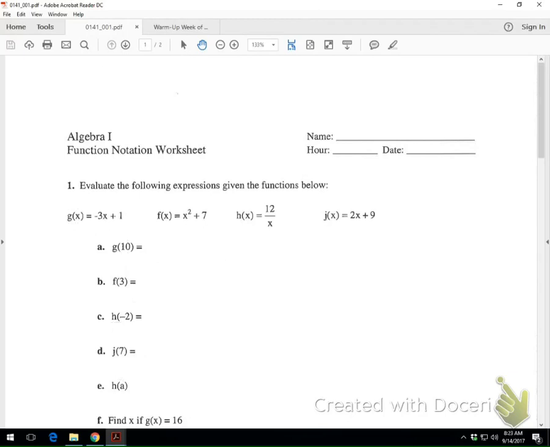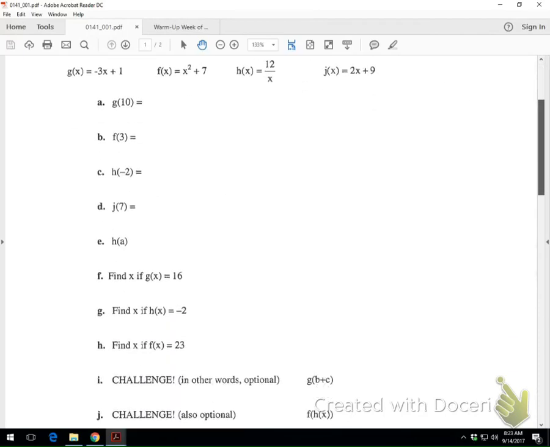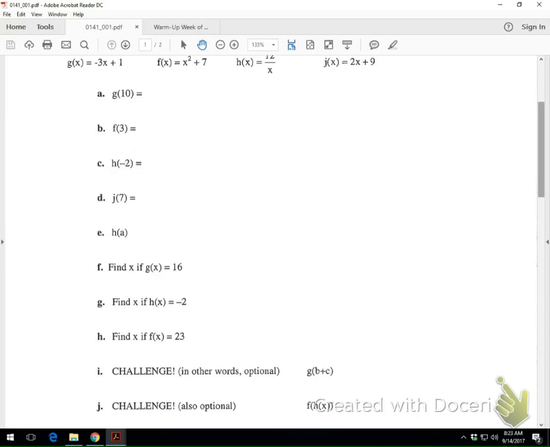Okay, now let's look at f. Now f, we kind of change it a little bit. It says find x if g of x equals 16. So we're trying to find the x. So that means it equals 16 in the end. So we'll go to g of x. So they're saying this: negative 3x plus 1 equals 16. Then you got to solve for x.